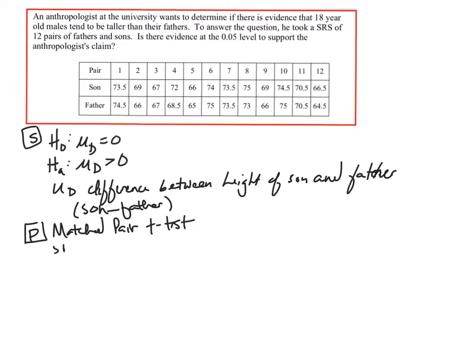It told us there was a simple random sample. Obviously 12 is less than or equal to 1/10 of all fathers and sons. We have a small sample size. So once again, I'm going to bring in my plot, and I'll show you what I did here.